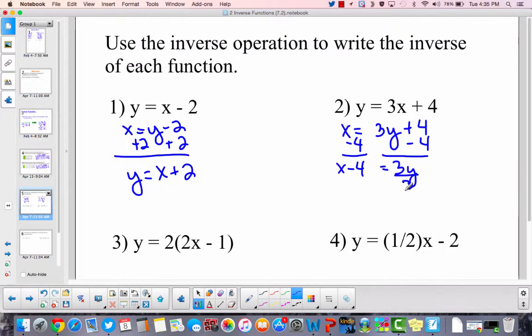Divide both sides by 3. And you get that x minus 4 over 3 equals y. 3 cannot go into either one of those, so there's nothing to simplify.